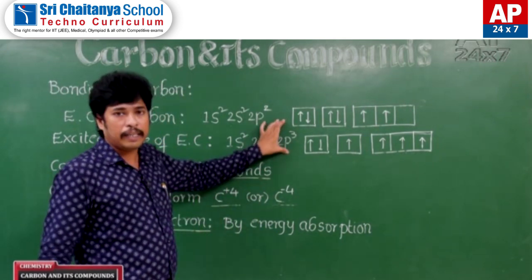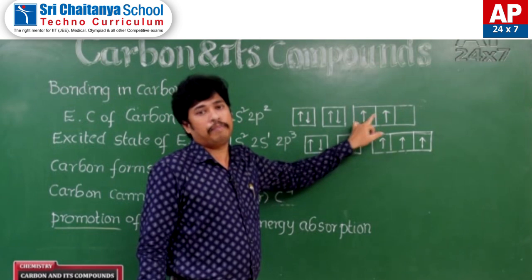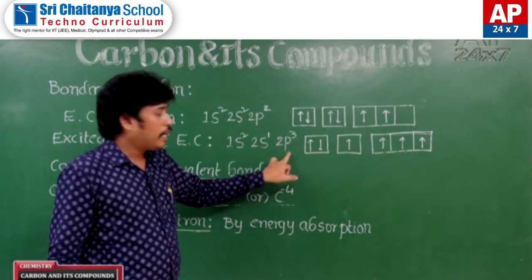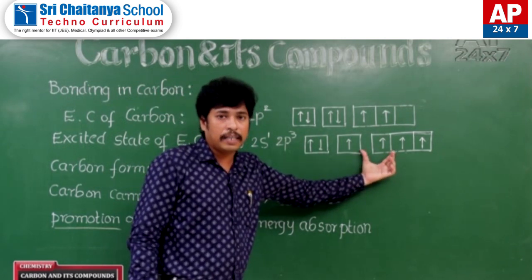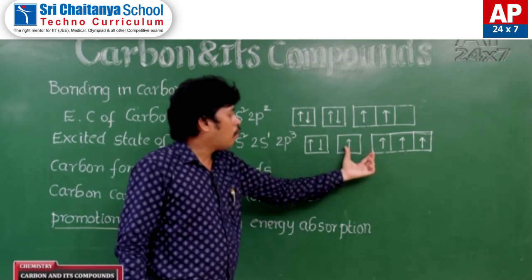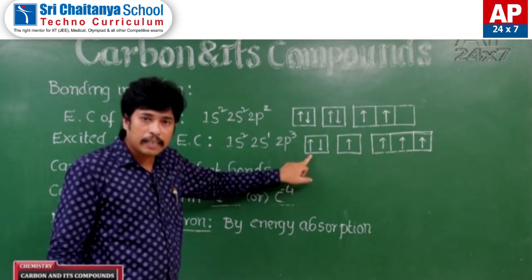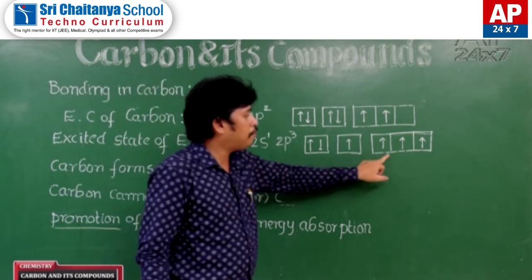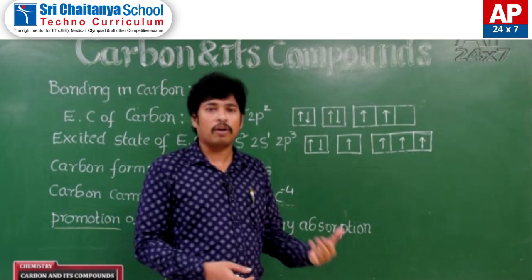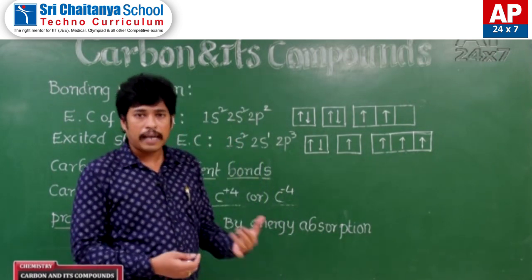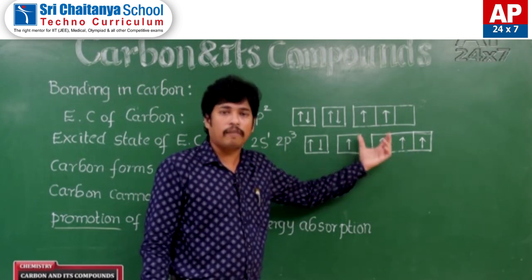As I said, in the normal ground state electronic configuration of carbon, it has only 2 unpaired electrons. But when it comes to the excited state electronic configuration, how many unpaired electrons can we observe in carbon? Yes, you are right, that is 1, 2, 3 and 4. So, a total of 4 unpaired electrons are present in the excited state of carbon. These 4 unpaired electrons are involved in the sharing process with different elements like fluorine, chlorine, bromine or hydrogen, and result in the formation of 4 covalent bonds.